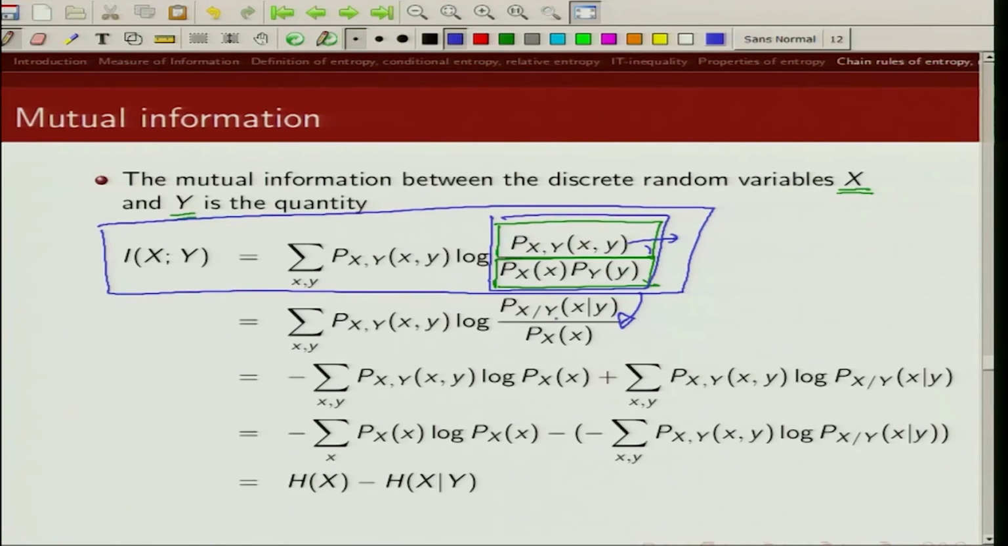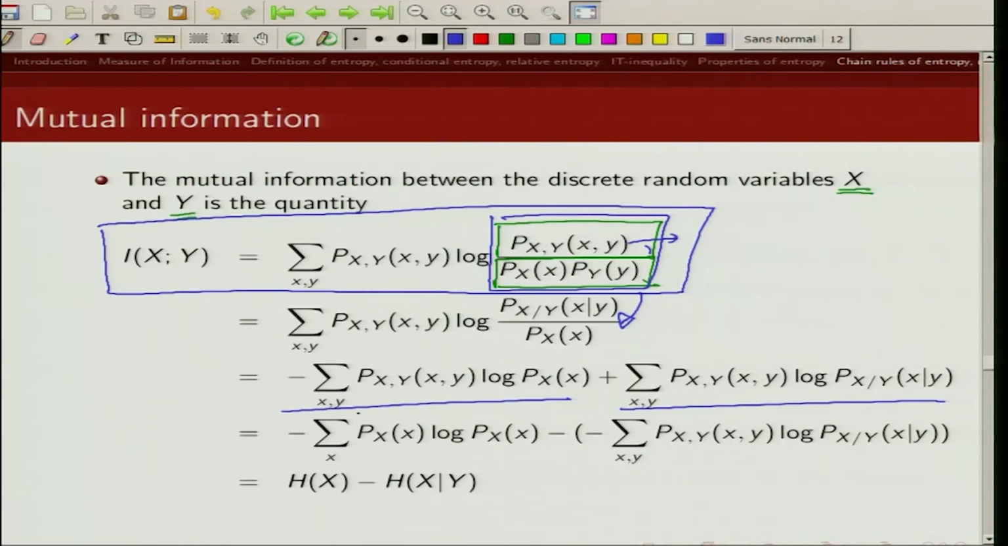Okay. Now log of a by b can be written as log of a minus log of b. So then we can write this as summation p of pxy log of 1 by px, that is this term, and then summation over pxy log of x given y, that is this term.